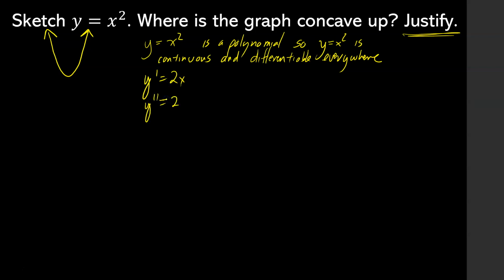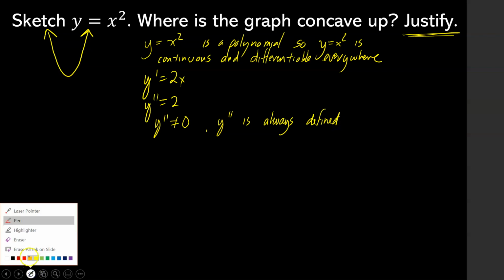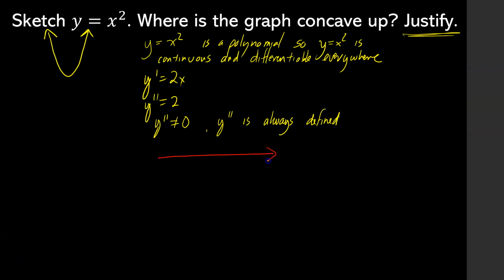And then we need to find critical values. Where is y double prime equal to 0? y double prime is never equal to 0. And y double prime is always defined. I think you knew that, but I just feel the need to say it. So let's make a sign chart. These are x values, and we're going to find the sign of y double prime. Let's put all our critical values on this sign chart. There aren't any, which means the sign of y double prime can never change. y double prime is equal to 2, which is always positive.